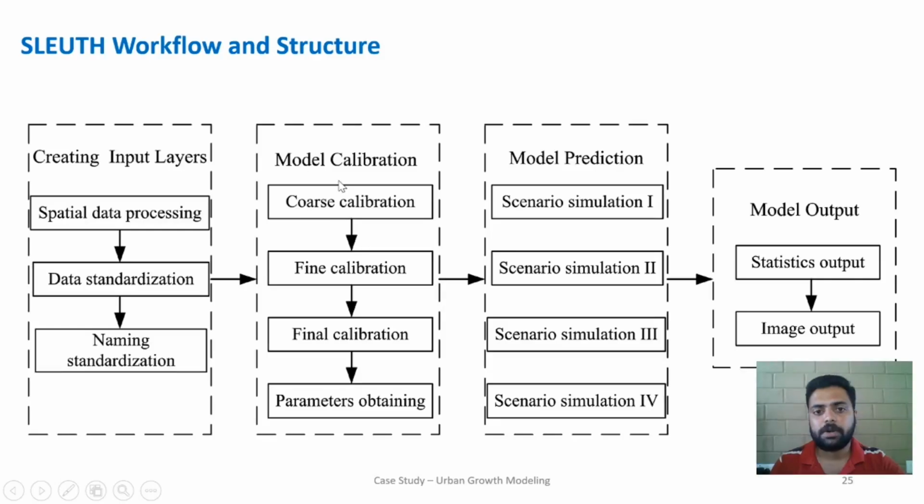And second part is model calibration. So here we have three different calibration, that is coarse calibration, wherein the image input will be 120 meter resolution. Fine calibration, image resolution will be 60 meter resolution.